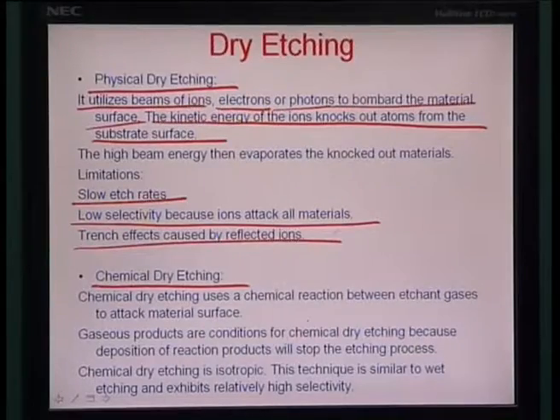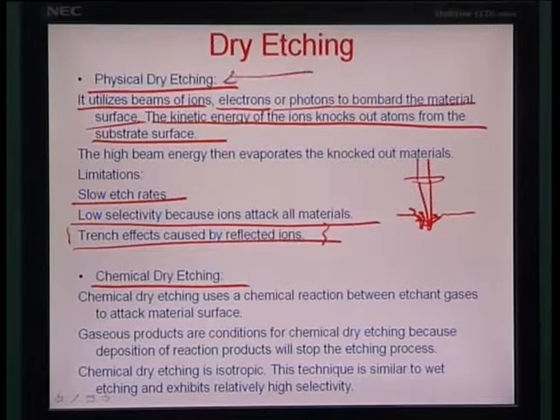There are other issues. One of the major limitations is what we call trench effects, which are caused by reflected ions. Let us say this is the spot where this high energy ion beam is being focused, and you have sputtering of material all around. This causes the trench effects, which means that some of the ions hitting away from this sputter start hitting the edges, and the edges develop trench-like features, which is very common to this kind of physical dry etching.